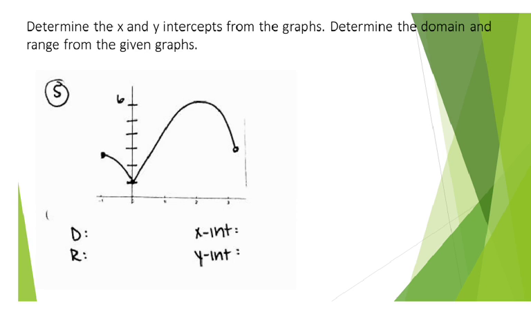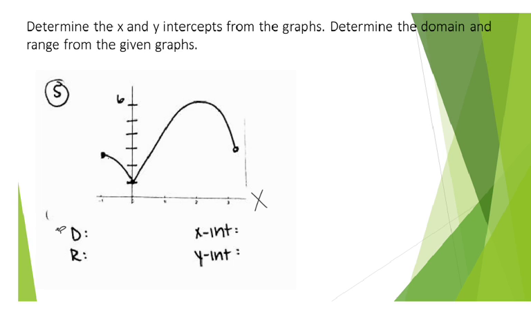Okay, now this is example 5 on the same side that we were working on example 1. So the directions here are the same. Determine the x and y intercepts, and then determine the domain and the range. So the first thing I have listed here is the domain. So I want to look at the domain first. So once again, the domain, you're talking about x values. So your x-axis is your left to right.